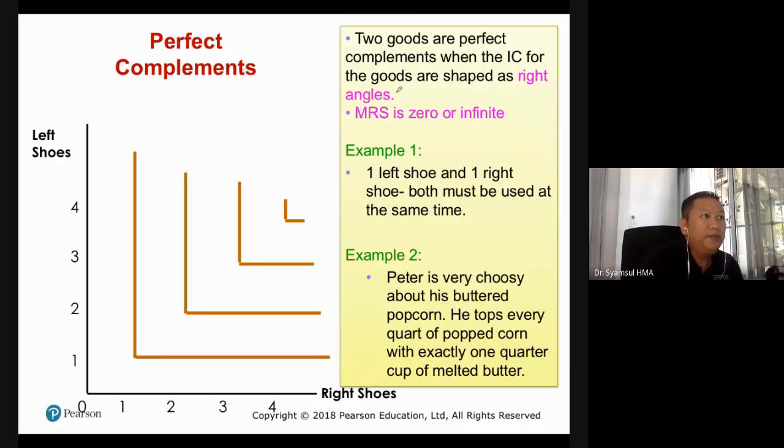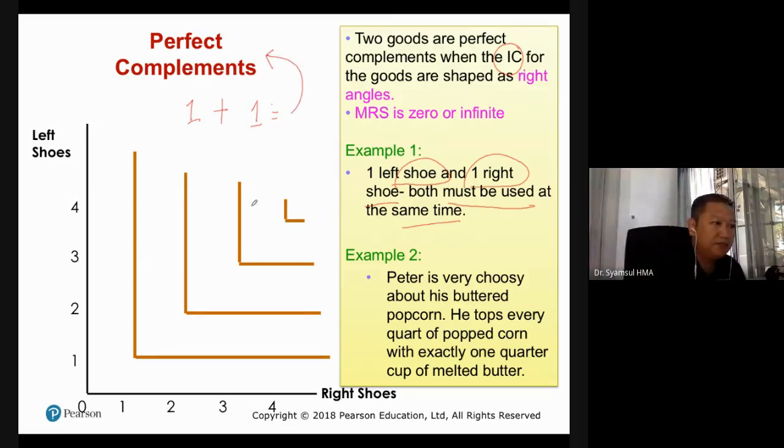Two goods are perfect complements when the indifference curves for the goods are shaped as right angles. You can see this angle, right? The MRS is 0 or infinite. For example, a left shoe and a right shoe must be used at the same time, which means if you have one product, it must be complemented with another product. Then it's a perfect complement.